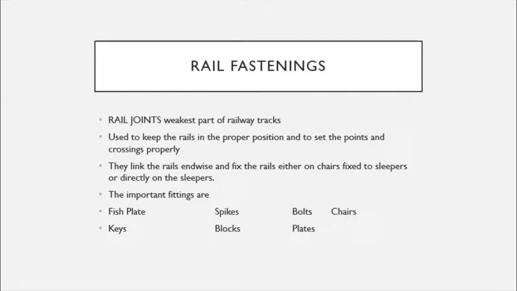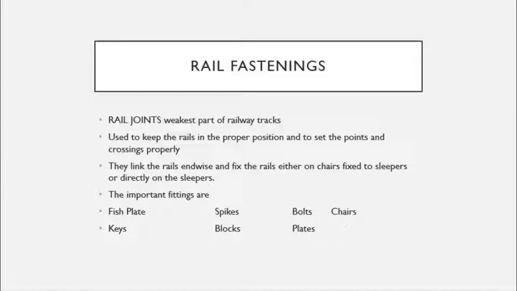Rail fastenings. We all know that in every construction or in every civil engineering wonder, the joints are considered to be the weakest part. Similarly, in the railway tracks, the rail joints are considered the weakest part. So we have to ensure these rail joints are safe enough to carry the huge dynamic loads coming from the train. In order to fix these rails in their proper position and to transfer the load coming on them properly to the ground, we have to fix these tracks in the right position.